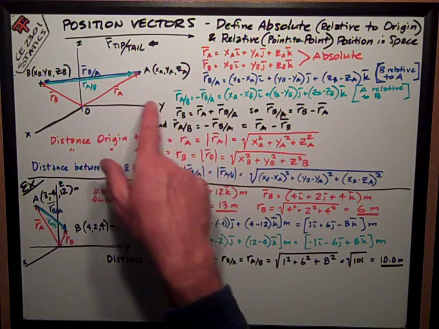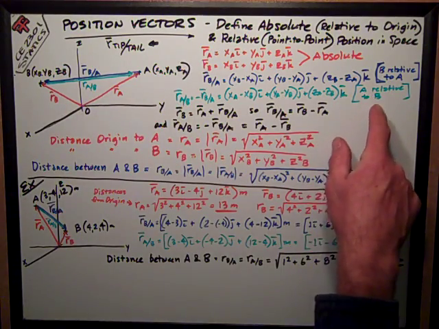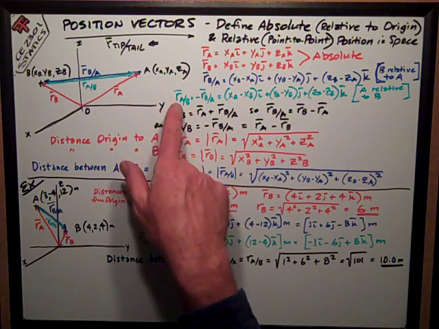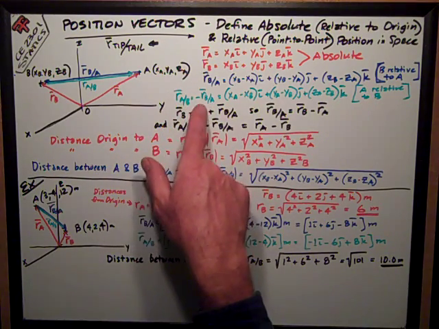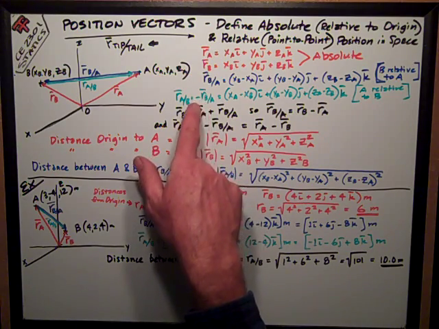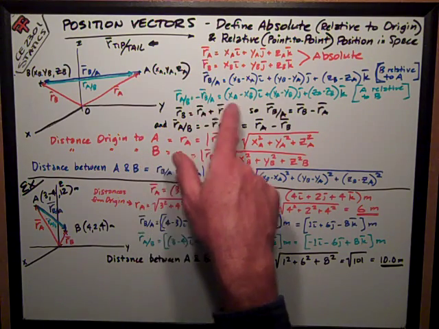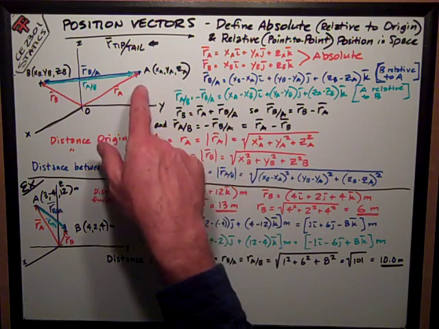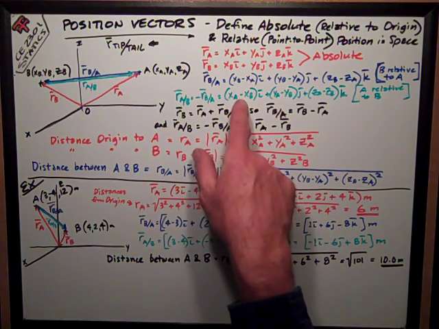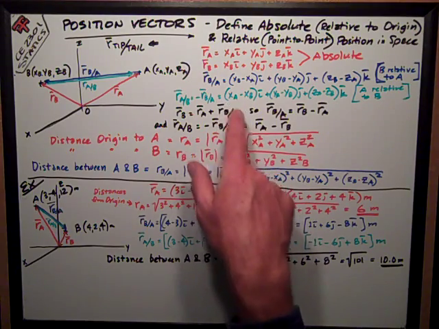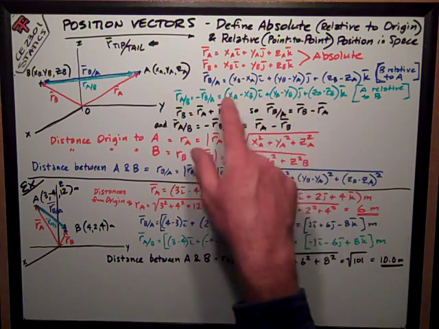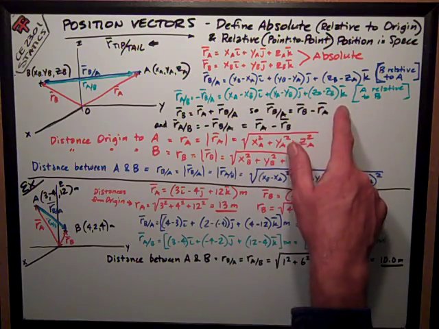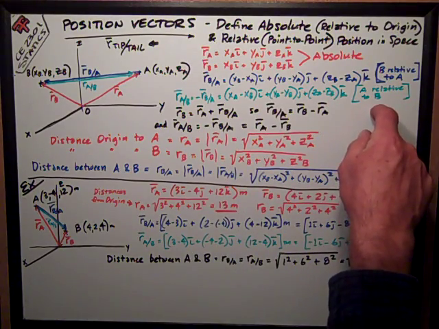I can reverse that and show A relative to B as RAB. That's equal to the negative vector of RBA. Just reverse the order of the coordinates, subtracting the B coordinates from the A coordinates. I get this format, and like I say, that's A relative to B.